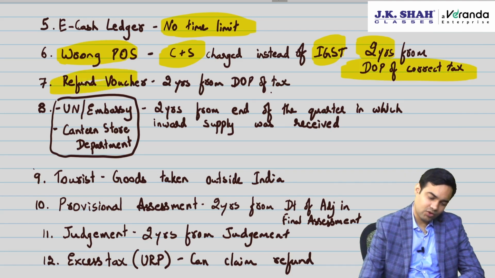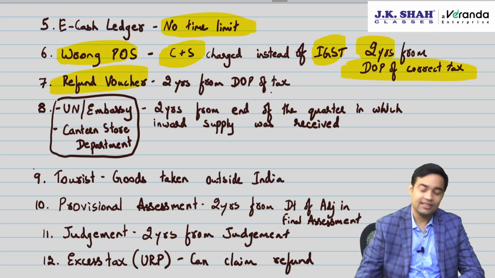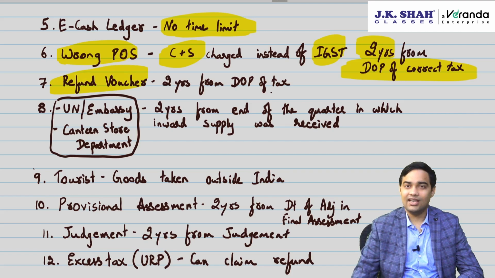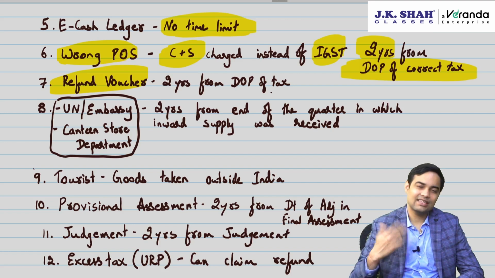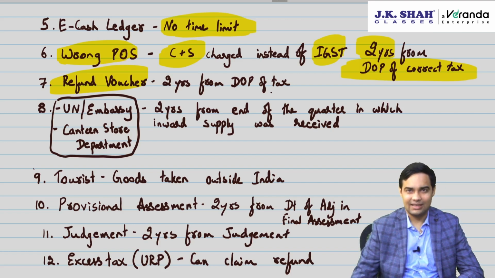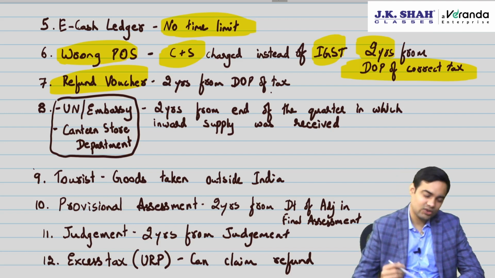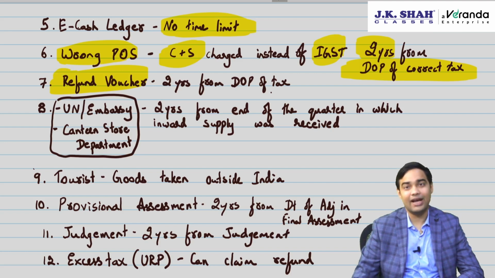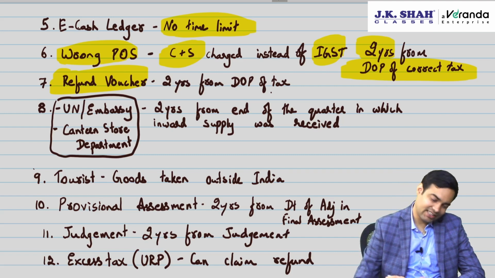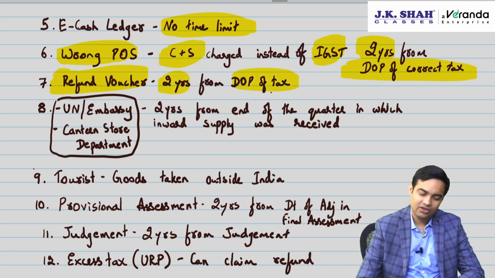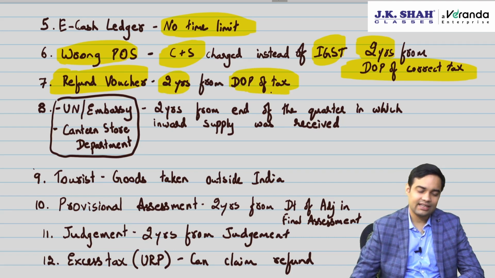Then we have refund voucher. See, when you receive an advance, you issue a receipt voucher. Now thereafter, say suppose the customer does not want the service, then you will refund the money. Now when you are refunding the money, you will issue a refund voucher and give the GST back to the consumer, but that you have given from your pocket. Can you claim a refund of that? Yes, 2 years from the date of payment of tax you can go ahead and claim that money from government.